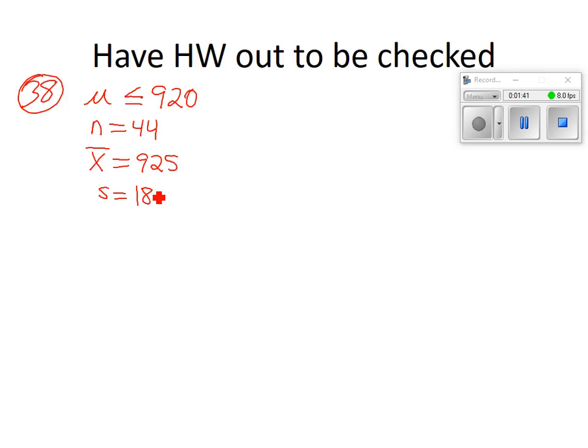And alpha, that's our level of significance, is 0.10 or 10%. So we want a 10% level of significance. Do we have enough evidence to reject the restaurant's claim? On this, you're going to do all that same stuff.